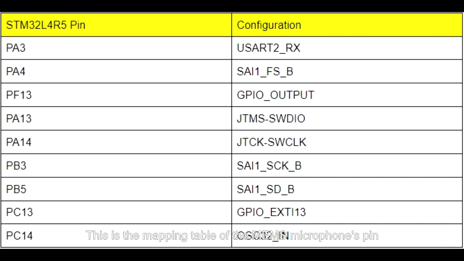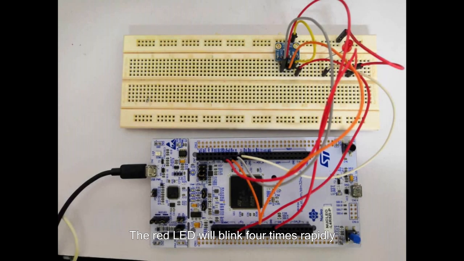This is the mapping table of the MEMS microphone's pins to the STM32L4R5 board's physical pins, which correspond to the pin definitions in STM32CubeMX. The red LED will blink 4 times rapidly to alert the deaf driver of the existence of a car's horn sound. Let us demonstrate the real application in a vehicle.